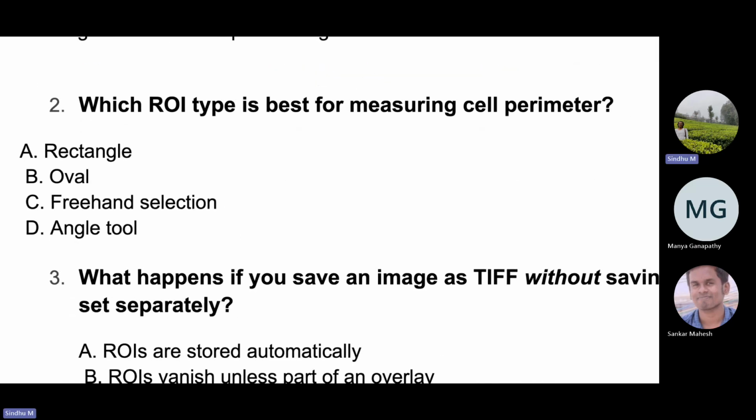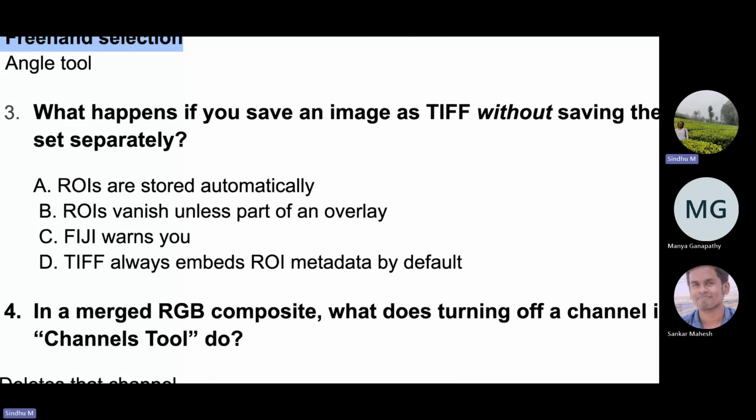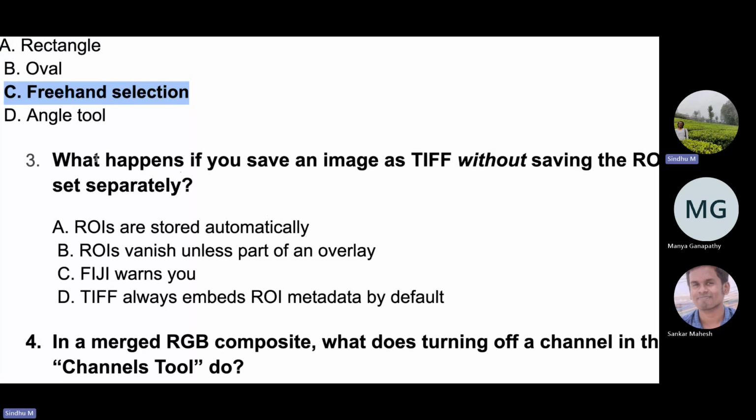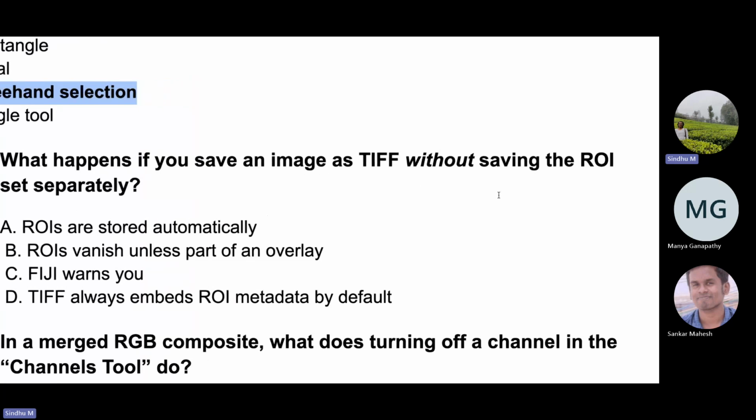The second question is, which ROI type is best for measuring cell perimeter? So generally cells don't have a specific rectangular shape or an oval shape. They have more of an irregular shape. So it would be best to use a freehand selection and draw the outline so you can get the perimeter properly. The third question, what happens if you save an image as TIFF?